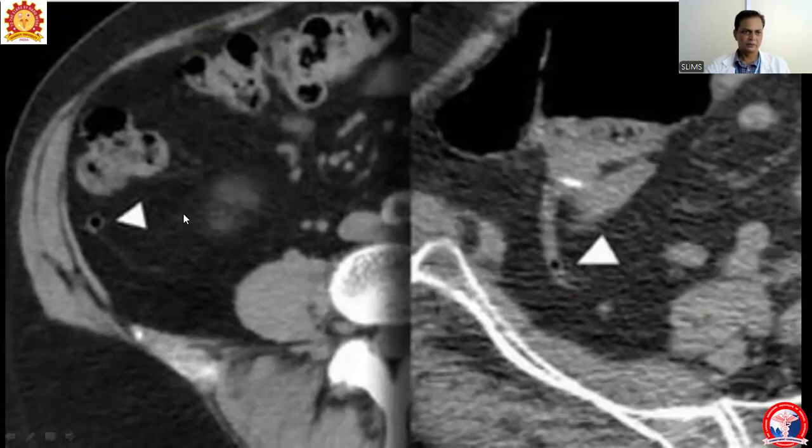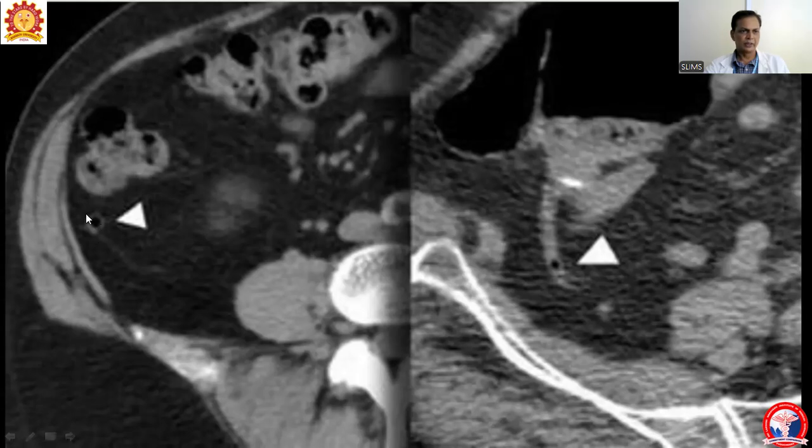CT scan is the modality of choice to evaluate the appendix, and ideally when we suspect appendicitis, CT scan is the modality of choice. The limitation is only one: ascites or very thin patients, where the fat is not surrounding the appendix.